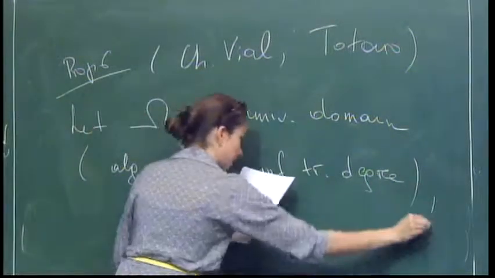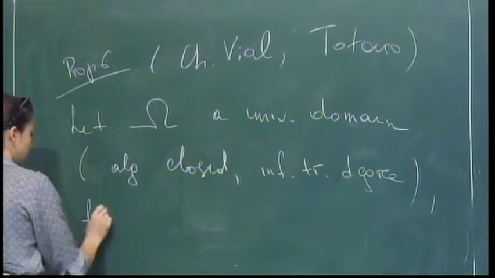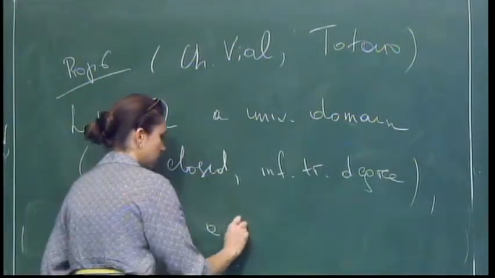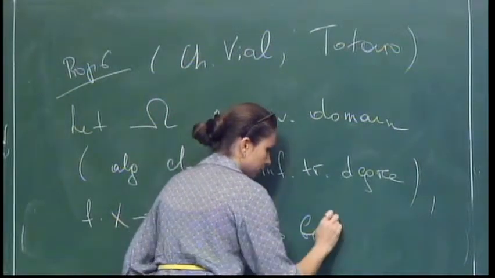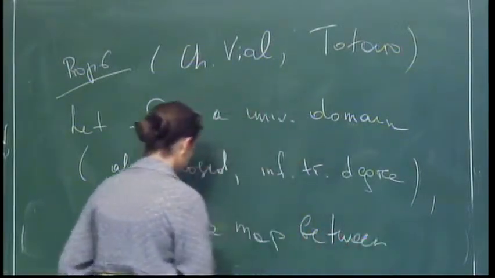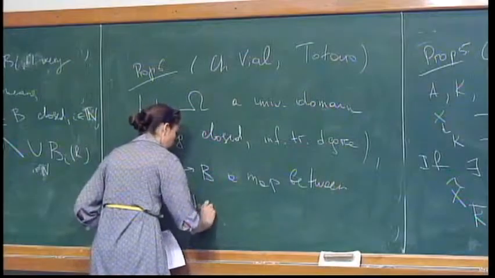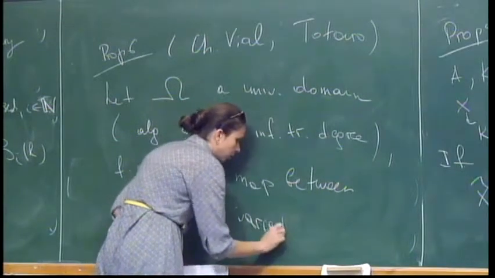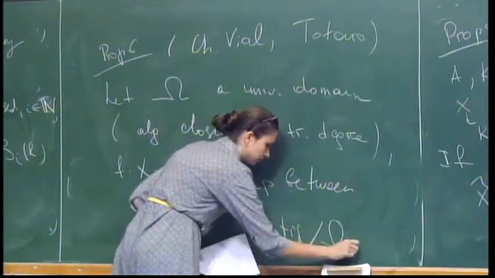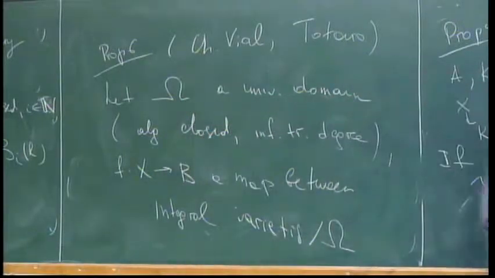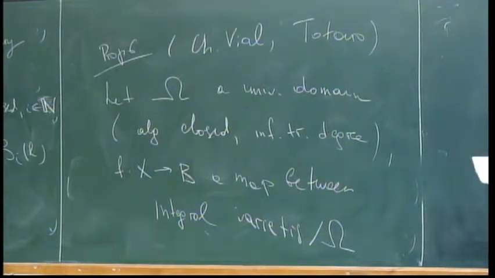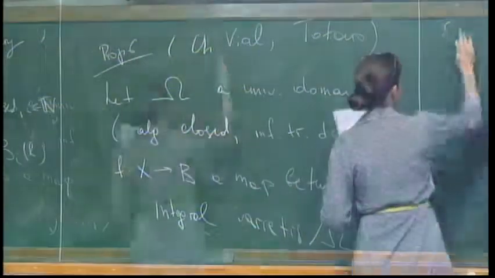And we take a map between varieties. So, I assume a map between integral varieties of finite type over Omega. Then something very, very real happens.